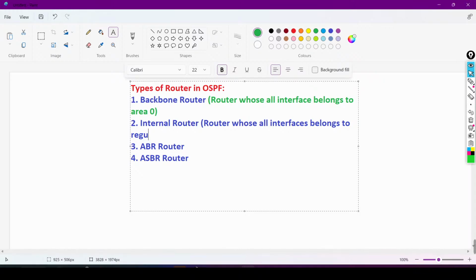So a router whose all interfaces belong to a regular area, that type of router is known as what? That type of router is known as an internal router. Done?